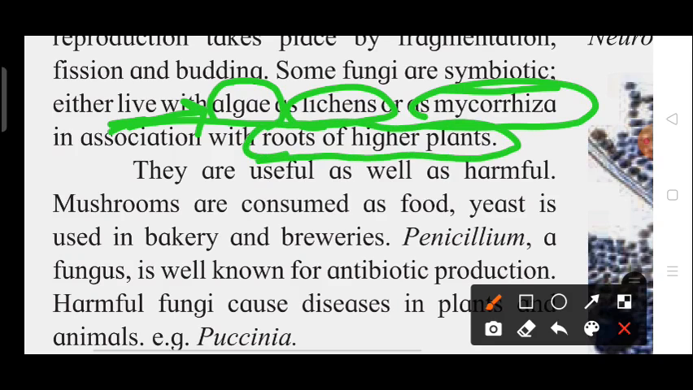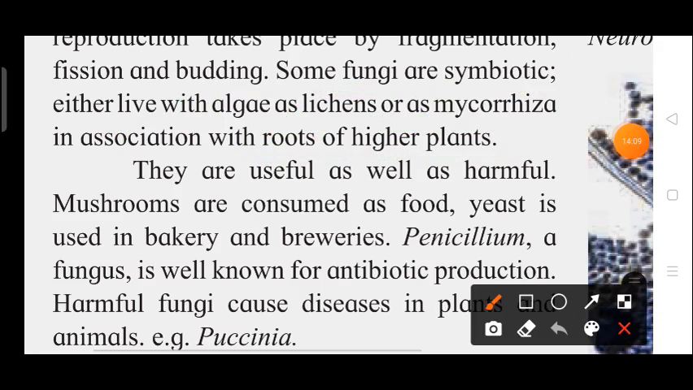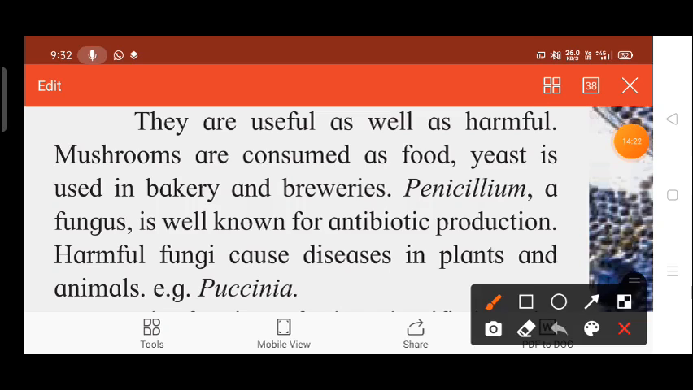Okay, here the mycorrhiza is the fungus, and it shows a relationship with the roots of higher plants. There they are both beneficial to each other, so this type of relationship is called symbiotic.